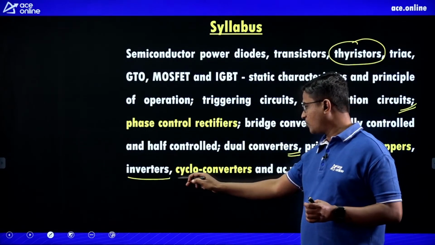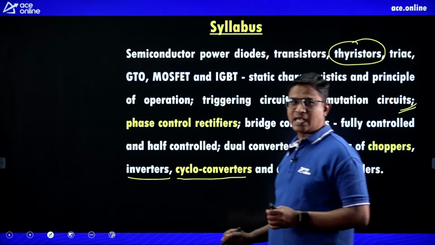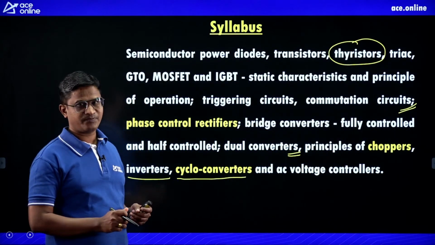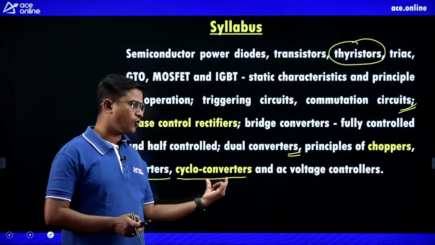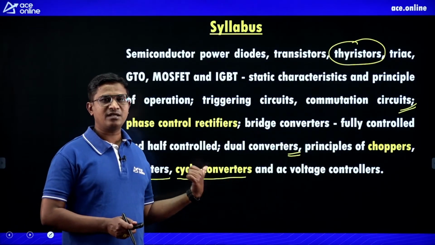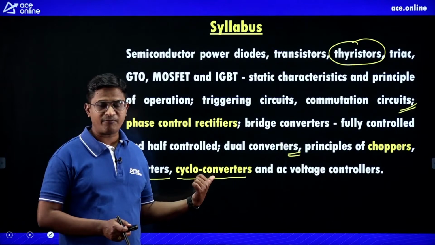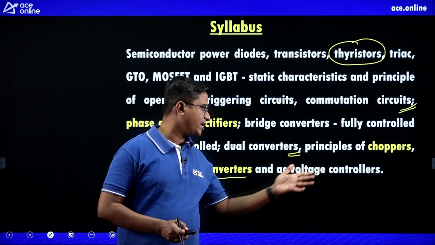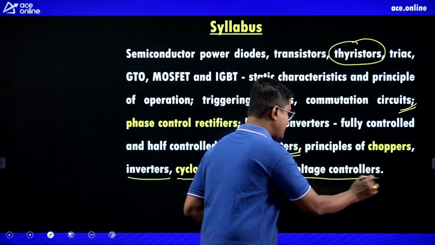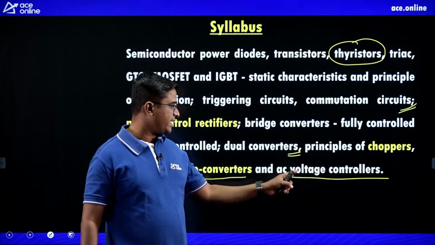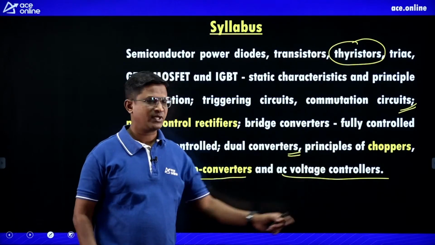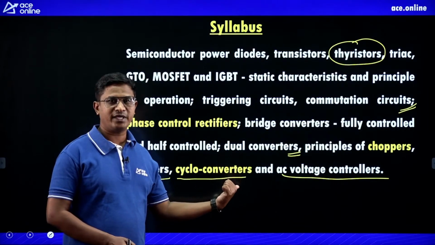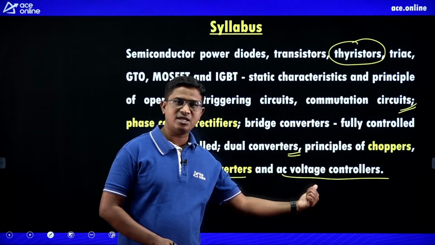Next, cycloconverter. Cycloconverter is also known as a one stage frequency changer. Here input is AC, output is also AC, but generally cycloconverters are used for frequency changing. Next, AC voltage controllers. Input is AC, output is variable AC. In cycloconverter also, input is AC and output is AC. Here also input AC, output AC.